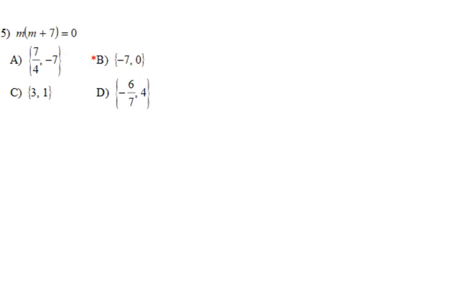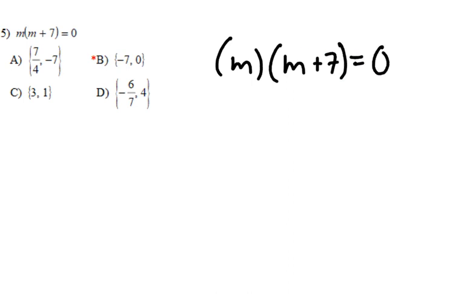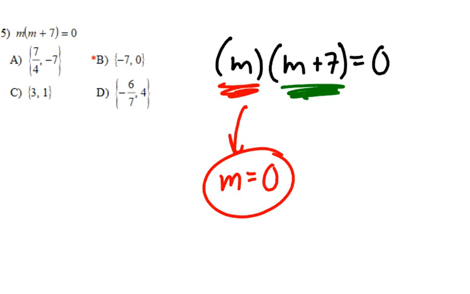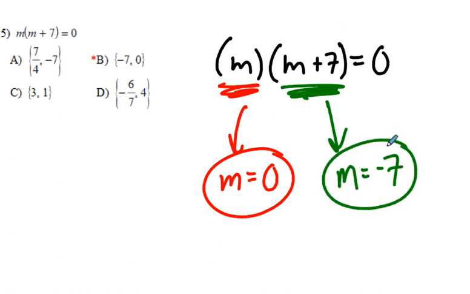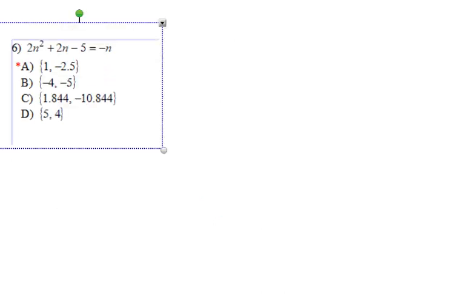Question 5. I'm going to put parentheses around this just to kind of make it more clear. I have two items being multiplied by each other, making 0. If I use colors, I've got red thing times green thing equals 0. One of them has to be 0. If it was the red thing, it would have to be that m equals 0. If it was the green thing, it would have to be that m equals -7. So that's why it is B. Number 6.